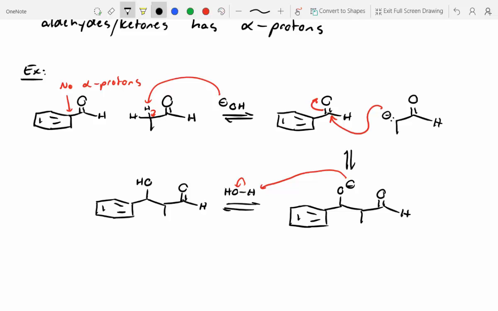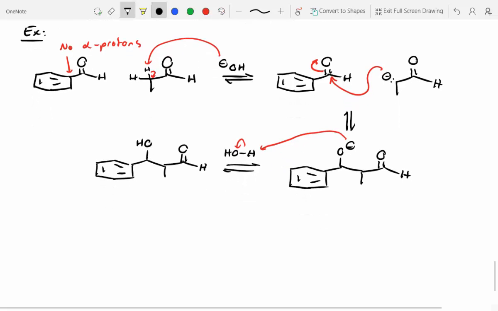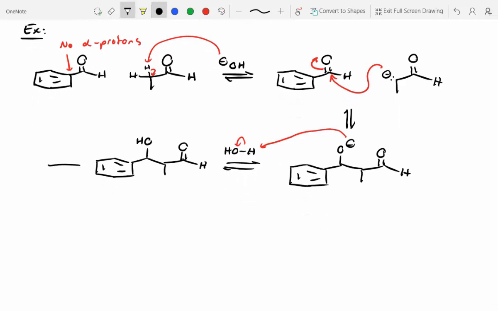One unique thing with this example is you actually cannot isolate your beta hydroxy aldehyde. Does anybody know why? We said that under certain circumstances, especially a high heat, we can drive the condensation. So let's take a look at what could happen here.